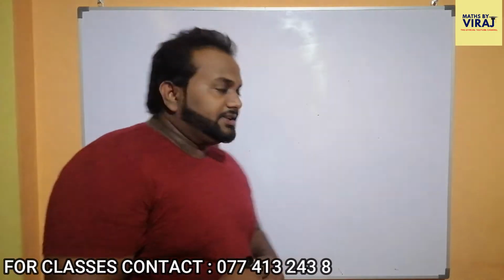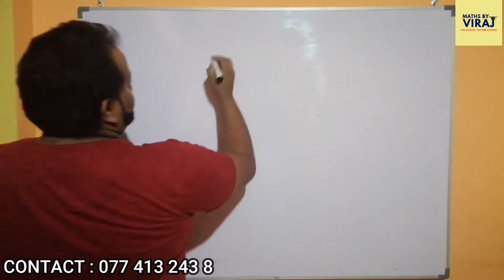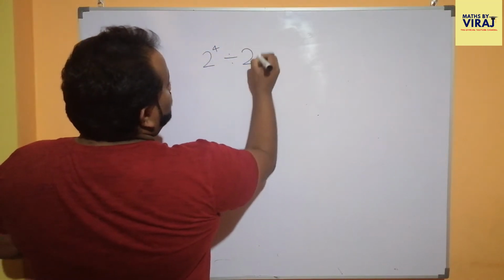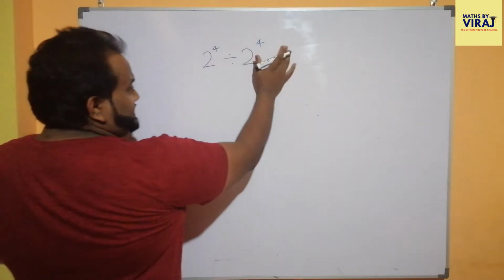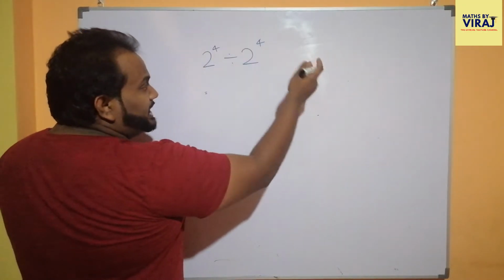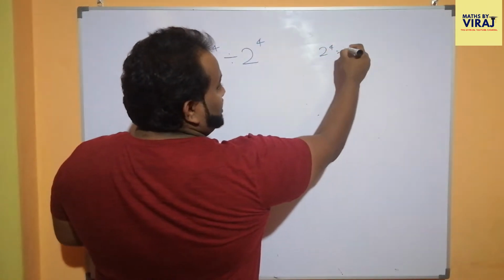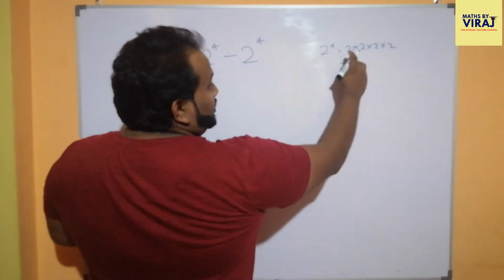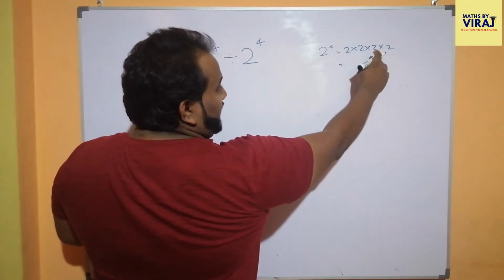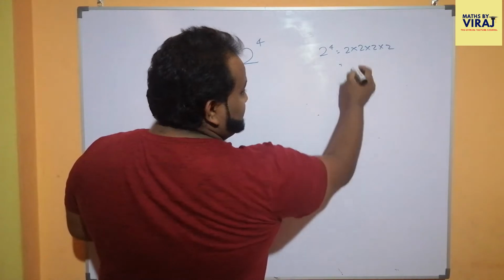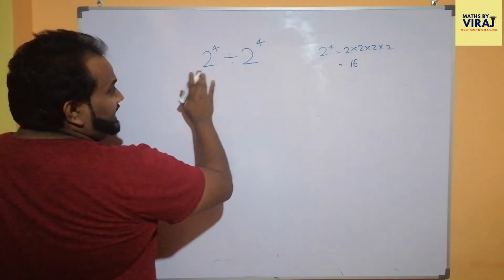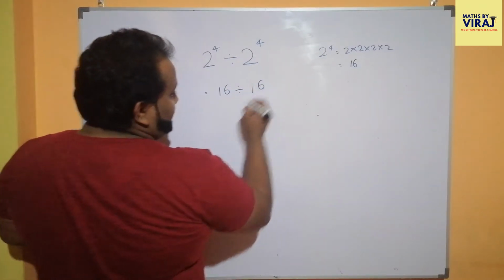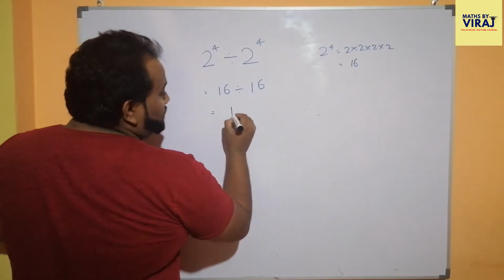Now let's consider using numbers. 2 to the power 4 divided by 2 to the power 4. In this, the numerical value of 2 to the power 4 is 2 into 2 into 2 into 2, which is 2 times 2 is 4, 4 times 2 is 8, 8 times 2 is 16. Therefore, I can write this as 16 divided by 16, which happens to be 1.